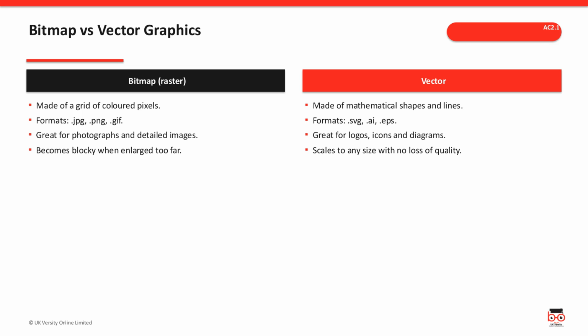So let's tease those two apart. A bitmap, or raster, image is made of a grid of colored pixels, formats like .jpg, .png, and .gif, and it's wonderful for photographs, but enlarge it too far and it goes blocky. A vector image, by contrast, is built from mathematical shapes and lines, formats like .svg, and it scales to any size with no loss of quality at all. That's why a company logo is almost always a vector. It has to look crisp on a business card and on the side of a building.